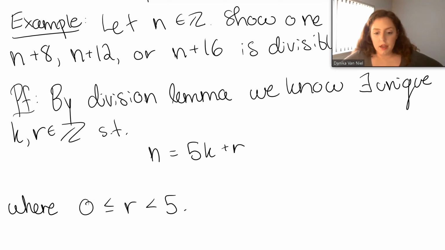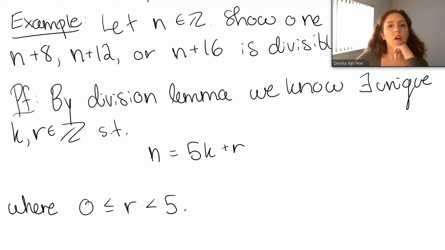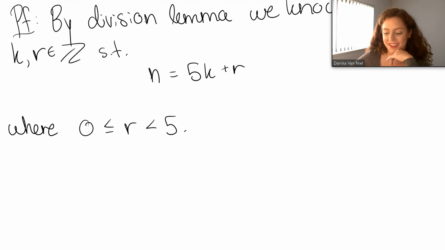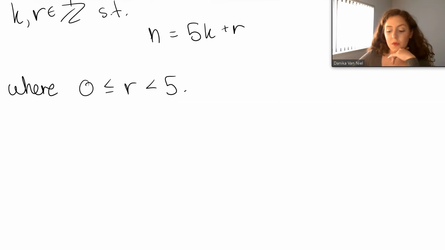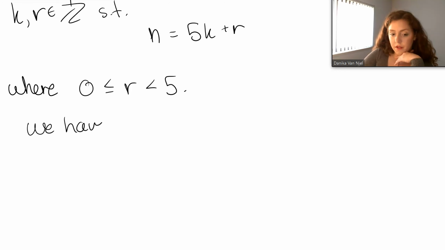All right, we know that if 5 is going to divide one of these things, then r is going to have to be 0. Well, let's think about what all of our options are for r. R is an integer, and r is between 0 and 5, not including 5, but including 0. So we have 5 cases.